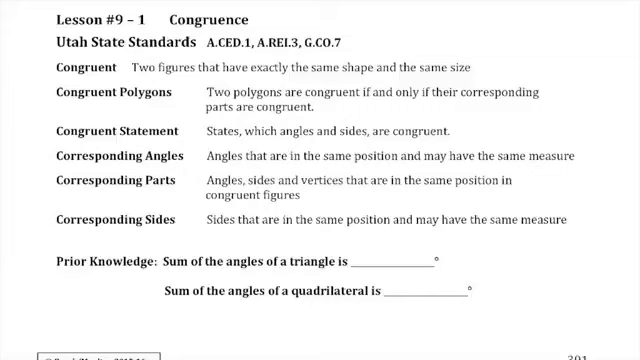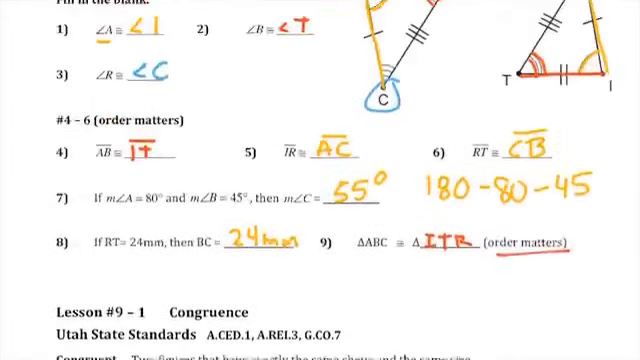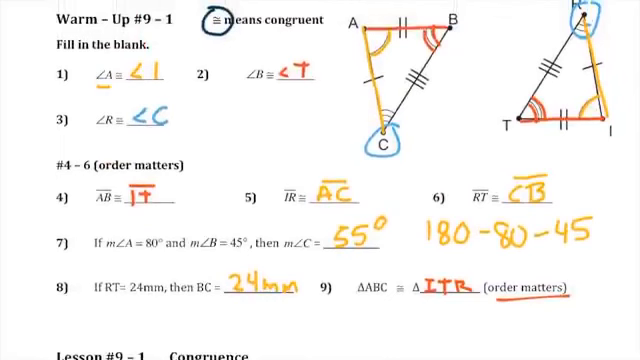Two polygons are congruent if, and only if, this means it's the only case, their corresponding parts are congruent. So if all of the corresponding angles are congruent and all of the sides are congruent, then the polygons are congruent. And if we take a look at these two triangles that we had in the warm-up, these are polygons. They're specifically triangles, but they're types of polygons. And because corresponding angles are congruent and corresponding sides are congruent, the triangles are congruent.